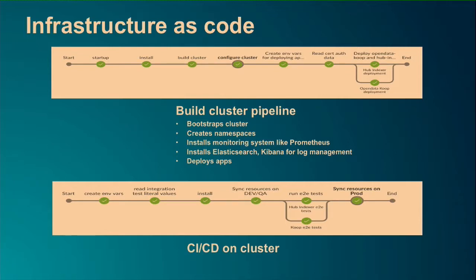So whenever we want to make any changes to the cluster, we check those changes into the master branch in the repo, and those changes are first applied on the dev and QA cluster, and we run the end-to-end tests of the applications that are running on the cluster as regression. Once they are successful, then those same cluster changes are applied on prod.